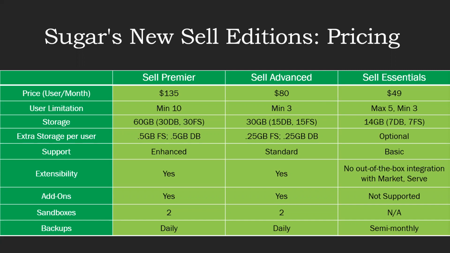So for Advanced, there's no change to what that list price is. It's still $80 a user a month or $960 annually. This has a minimum of 3 users and no maximum. And you can see there the differences with the amount of cloud storage, and the support tiers are a little bit different between the versions. Otherwise, the differences between Advanced and Premier are really significantly tied to those add-on product functionality.